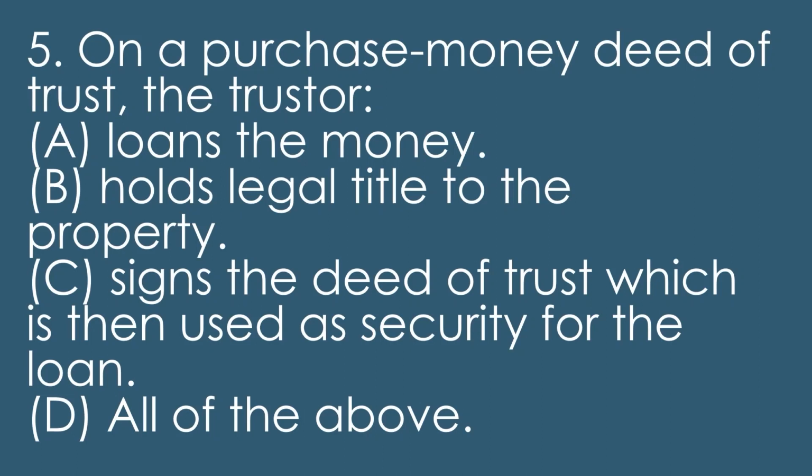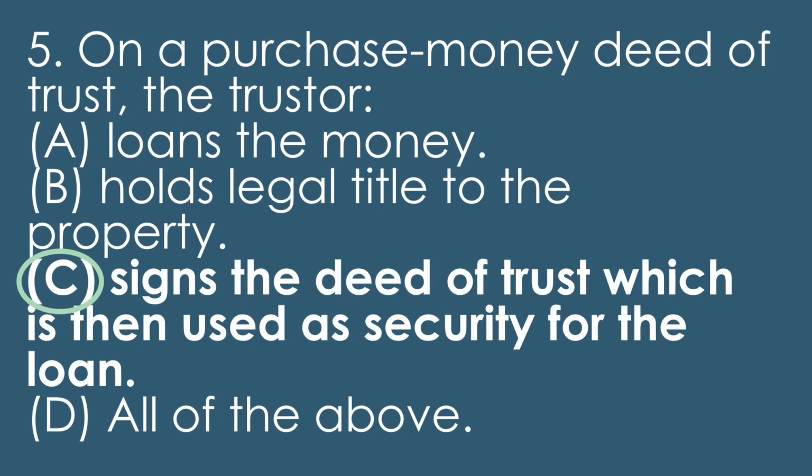C, signs the deed of trust, which is then used as security for the loan. Correct, because remember, the trustor is the borrower. They're the ones deciding, when purchasing a property, to get a loan, and they're using a deed of trust, which is the collateral, the security for the loan. And remember, the deed of trust goes hand in hand with the promissory note, which is the IOU, the evidence of the debt. So the best answer is C, signs the deed of trust, which is then used as security for the loan. That is what the trustor would do on a purchase money deed of trust.